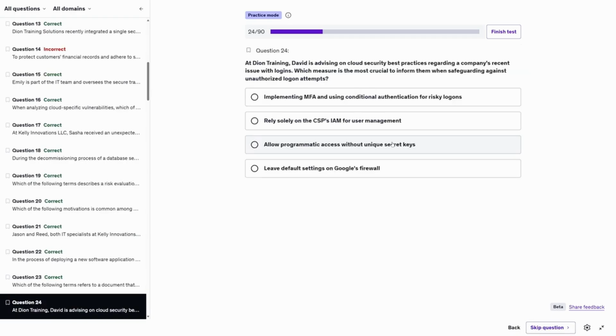At Dion Training, David is advising on cloud security best practices regarding a company's recent issue with logins. Which measure is the most crucial to inform them when safeguarding against unauthorized logon attempts? The correct answer here is implementing MFA, or multi-factor authentication, and using conditional authentication for risky logons.